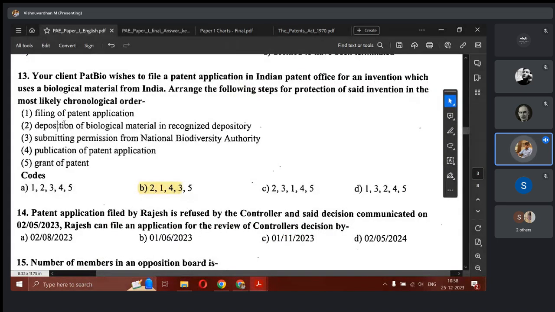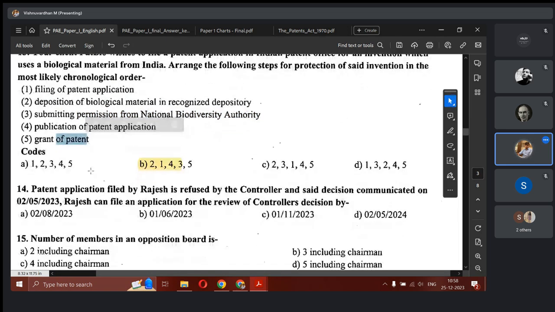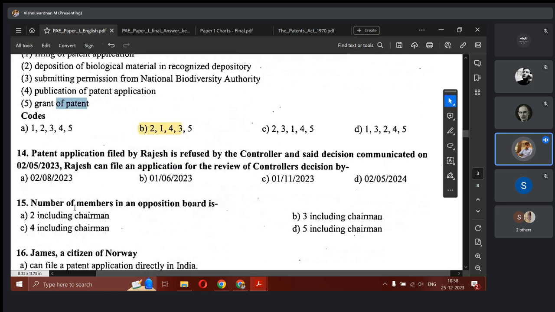First, deposit your material. Next, file your application. Next, get your application published. Then, for some reason, submit the permission from the NBA. And lastly, get the grant of the patent. Cool. Then 14th one, we'll take a break on page number 15, on question number 15.